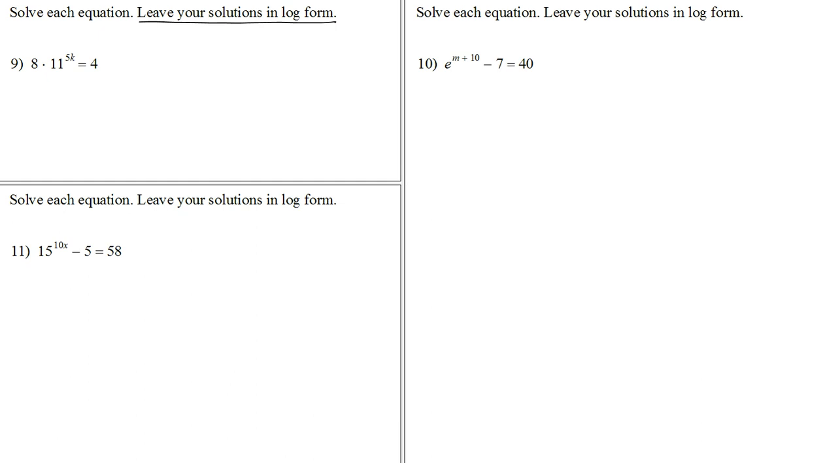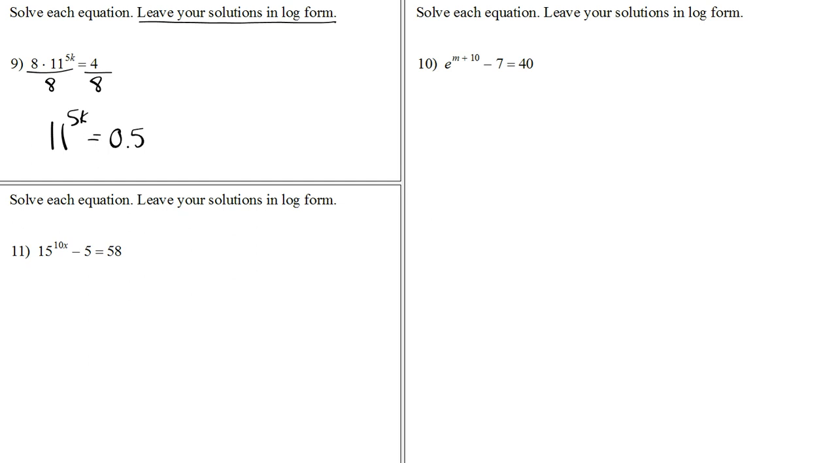That's what we do when we have variables up here, 5k. So on number 9, there's an 8 there. We have to get everything except that exponent. We need to move it to the other side if we can. Okay, so if 11 to the 5k is being multiplied by 8, we're going to divide by 8. So we got 11 to the 5k is equal to 0.5.